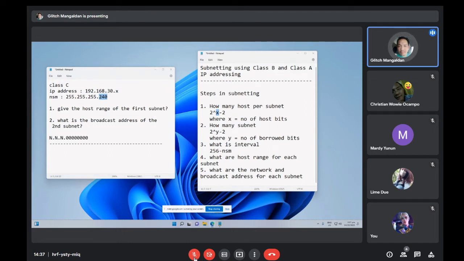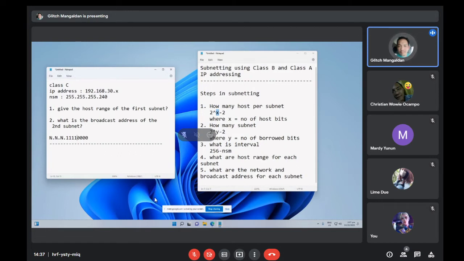Since nagkaroon siya ng 240 dito, alamin mo kung ano yung ibig sabihin ng 240. Ano yung ibig sabihin ng 240, ang tawag dito? Jelina. Yun. 240 is equivalent to 4 borrowed bits. So, anong ibig sabihin? Palitan mo yung 4 dito, gawin mong 1. Kasi ang ibig sabihin ng 240 is 4 borrowed bits. Very good. Buti nakita mo yon.